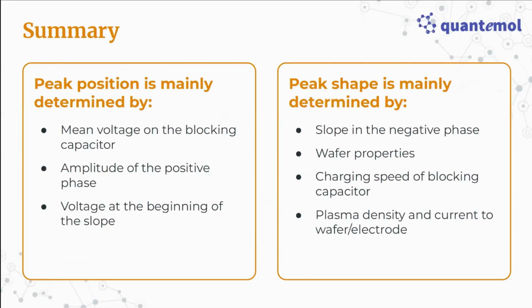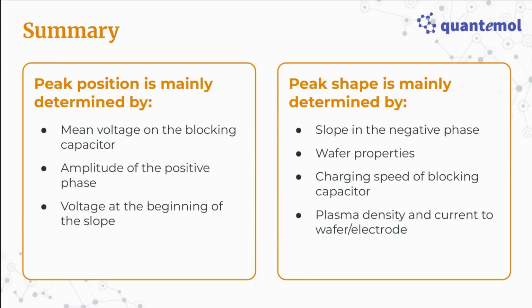We did some others, but I don't want to bore you with too many similar slides. What we've basically seen in these simple sanity checks is that the peak position is mainly determined by the voltage on the blocking capacitor, so the DC self-bias, which is mostly given by the amplitude of the positive phase and, what I have not explicitly shown, the voltage at the beginning of the slope.